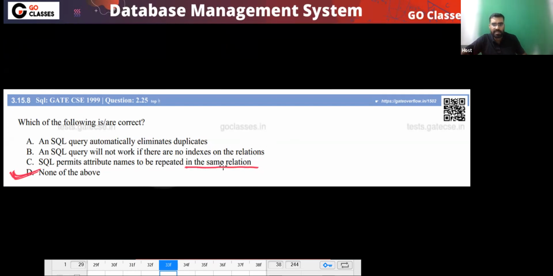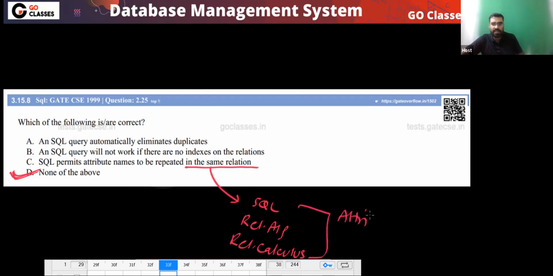In the same relation, whether it is SQL or relational algebra, whatever you take, attribute names will never be the same. Whether you take SQL, relational algebra, or relational calculus, in the same relation, attribute names must be different.